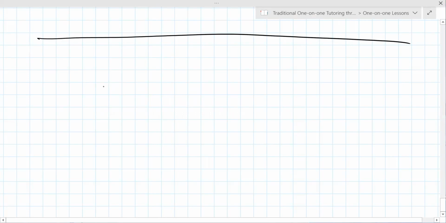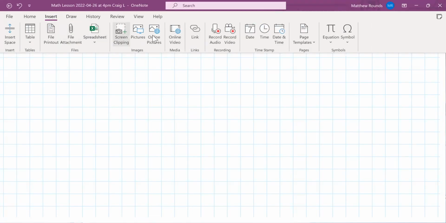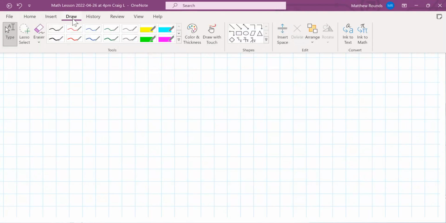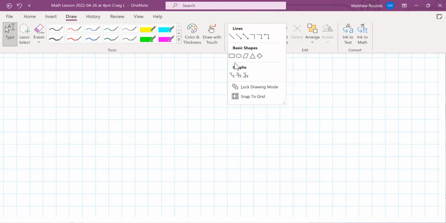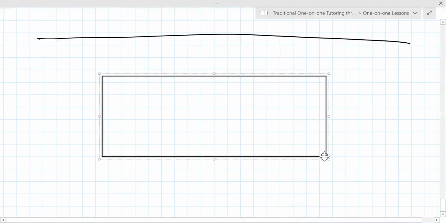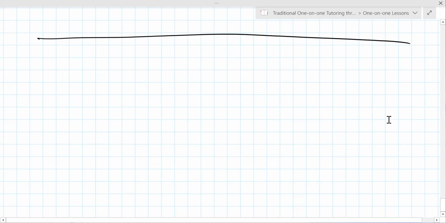What your instructor, let me insert. Let me see if I can insert actually the right shape here. No, draw. There they are. Okay, basic shapes. Not useful. Okay. It's not filled in either. Okay. That's not going to work.